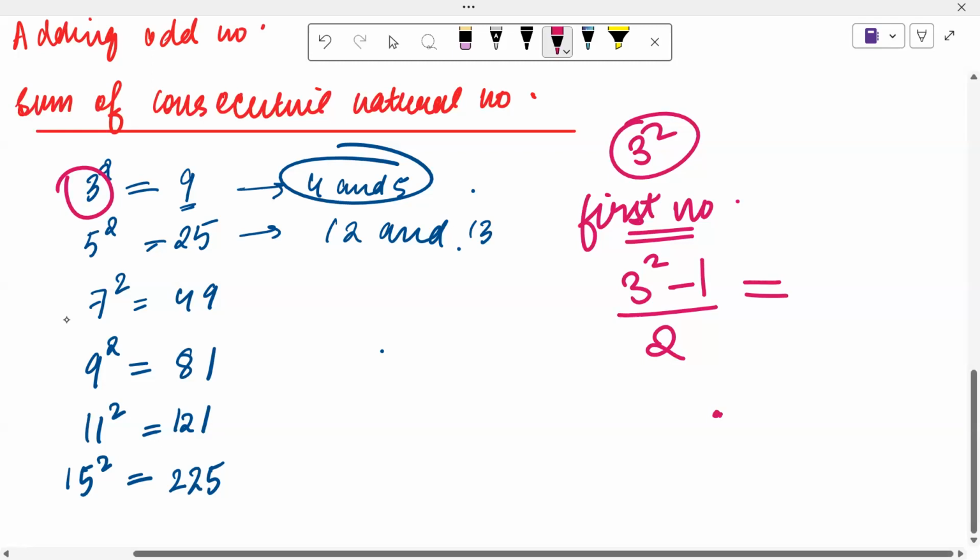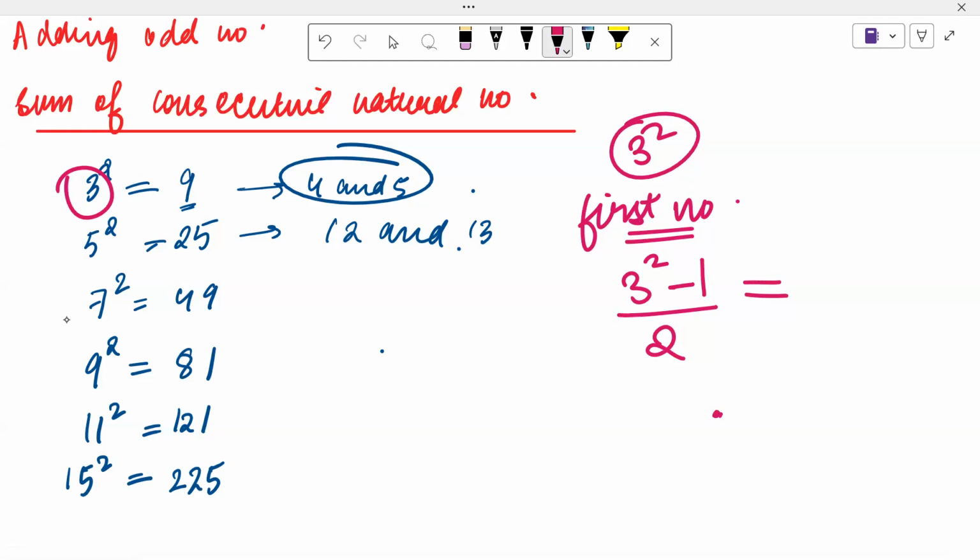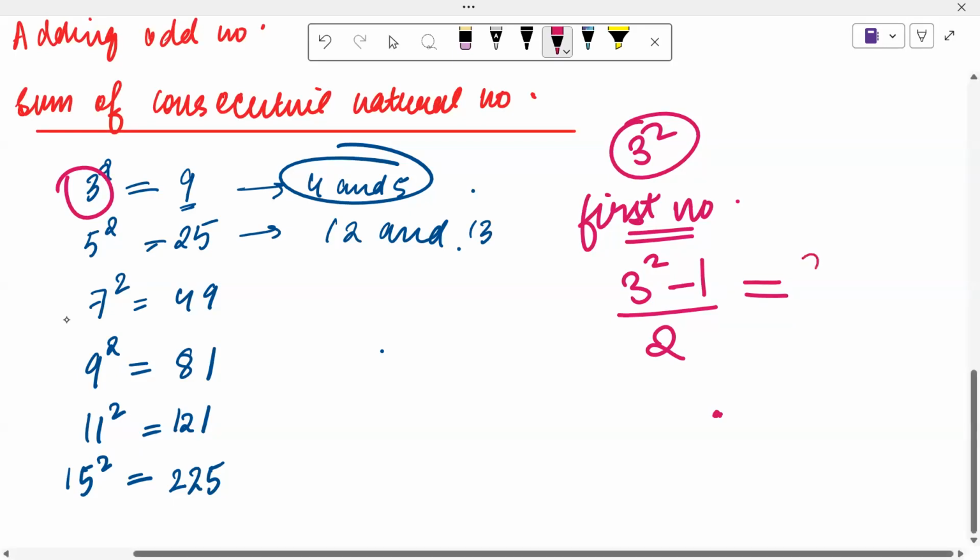Take 3 square. What is 3 square? 9. Then 9 minus 1 is 8. And what is 8 upon 2? 4. See, my first number came out to be 4. Now let's find the second number.